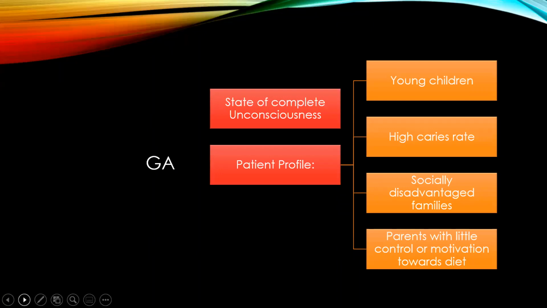Finally, general anesthetic, or GA, allows for a state of complete unconsciousness. The patient cohort are usually young children, families with a high caries rate, families from socially disadvantaged backgrounds, and parents with little motivation and control towards diet. As we know, midazolam works on the GABA receptors to cause sedation in the brain and inhibits the receptor. In general anesthetic, when midazolam works with barbiturates, there is an increase in the effect of sedation.